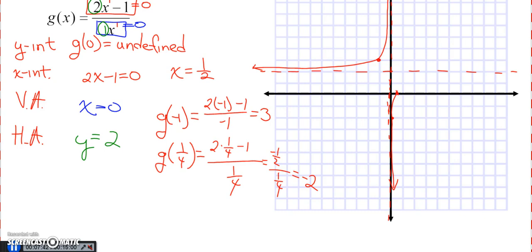Last but not least, I know this graph has to follow the horizontal asymptote out to the right. If I wasn't sure about this, I could test a point. For example, you could do something like g of 2. And if you do 2 times 2 minus 1, all divided by 2, you get 3 over 2, 1.5.